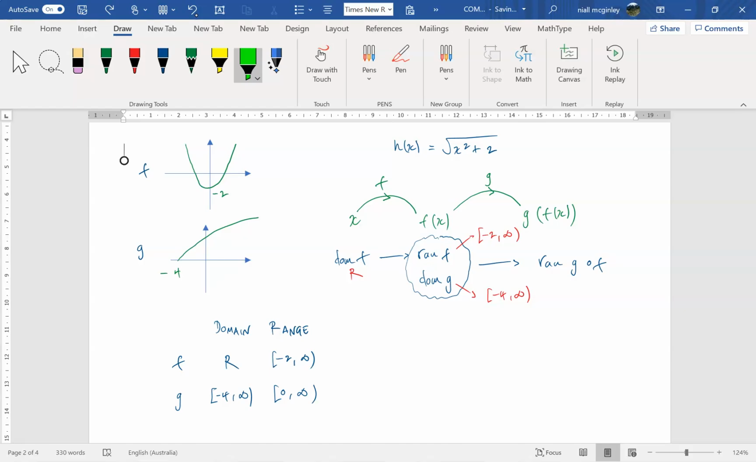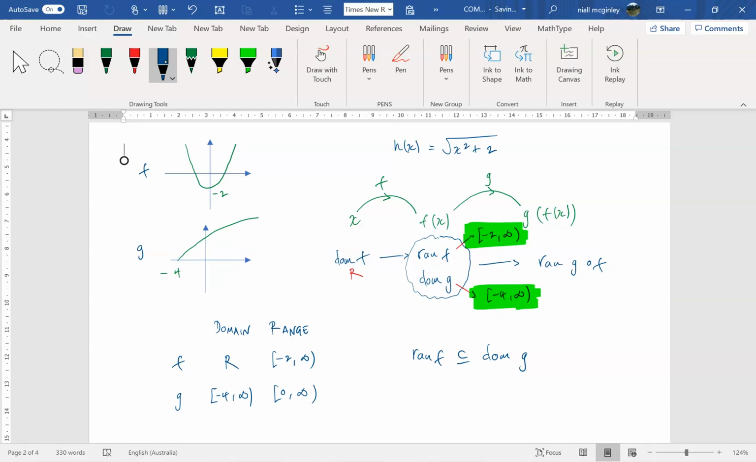So are there any values that you're getting out here that are not going to fit in here? And the answer is no. Everything's going to lie within, so it's going to be what we say a subset. So that means that it's going to exist because the range of f is a subset of the domain of g. All these values that we're getting here from -2 to infinity are going to fit here. There's no values there that are going to stop the second part, g, of the composite function working.